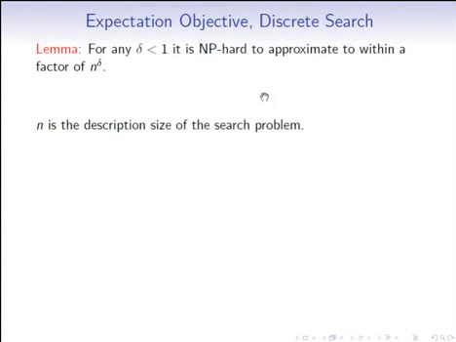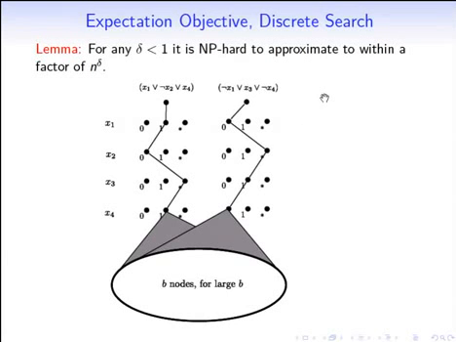So just to show you exactly what we're going to show, we show that for any constant delta less than 1, it's NP hard to approximate the expectation objective discrete search problem within a factor of n to the delta, where n is the description size of the search problem. Just to give you a quick explanation of what this means, it's NP hard to approximate within n to the delta for any delta less than 1. But if delta is equal to 1, then it's trivial to approximate. You can get a linear factor approximation just by returning a constant, because you can find the particle just by searching a uniformly random state in each time period. So let's see how we're going to get this result.